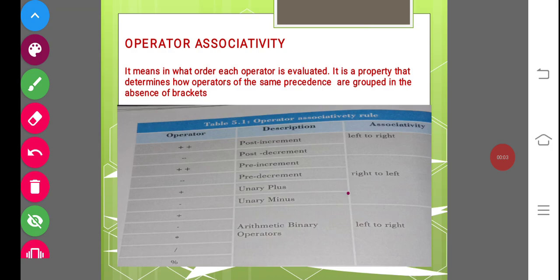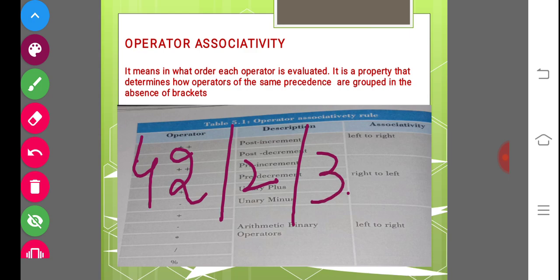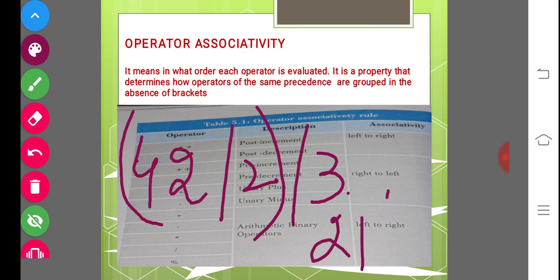Now in this slide we understand the term operator associativity. When two operators have the same precedence, the expression is evaluated according to its associativity. The definition says that it is a property that determines how operators of the same precedence or priority are grouped in the absence of brackets. It means in what order each operator is evaluated. So for example, 42 divided by 2 divided by 3. Now in this expression, how will it be solved? Since the divide operator has left to right associativity, it will be considered in this way. So 42 divided by 2, answer will become 21, and after this 21 divided by 3, answer comes 7. So in this way it will be solved.